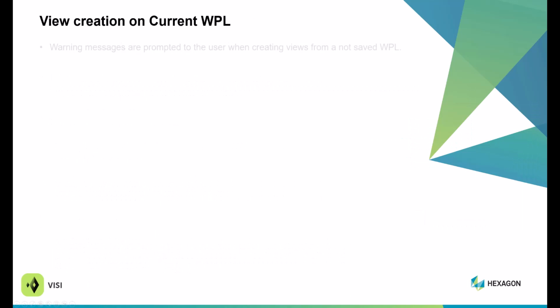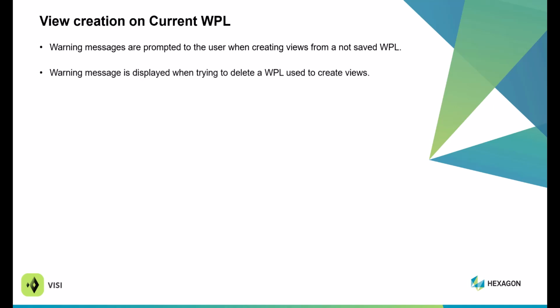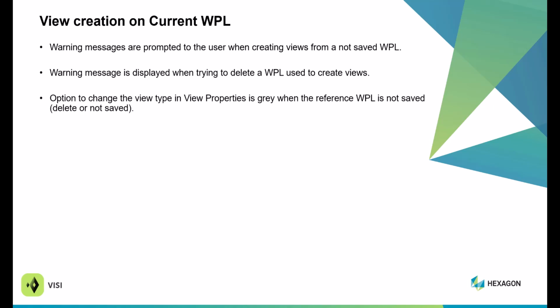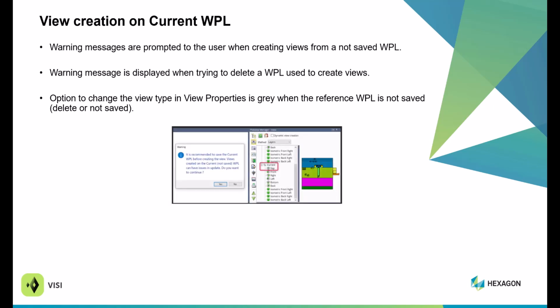Views created from a current work plane. You will now get a warning message when you're trying to create a view from a work plane that has not been saved. The work plane warning is displayed when you're trying to delete a work plane that has views that are created within it. And the option has changed for the view properties, which would be grayed out when referencing a work plane that is not saved. So here's the error message that you'd be receiving.